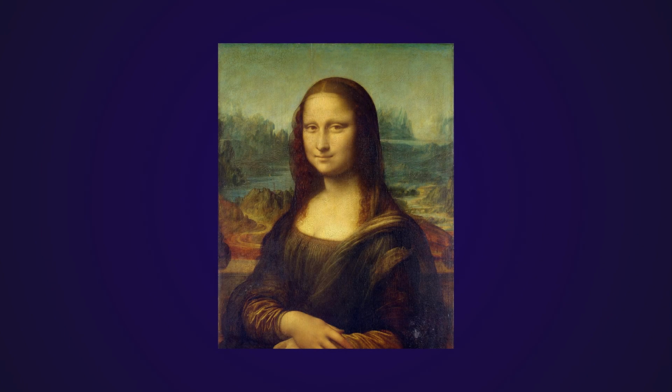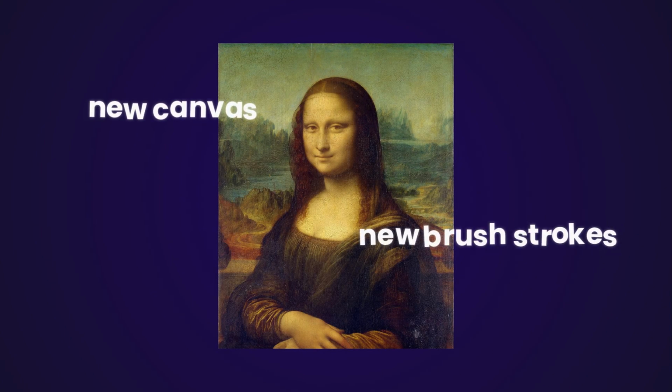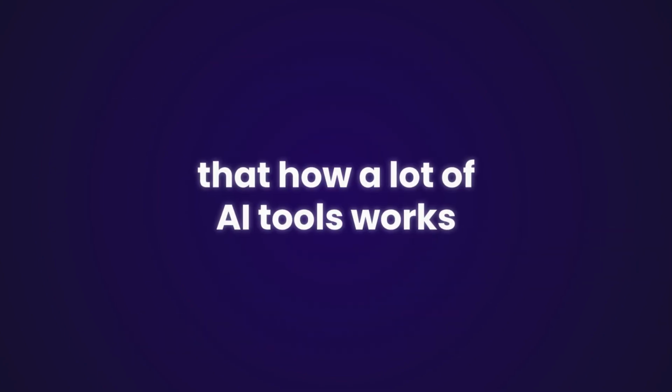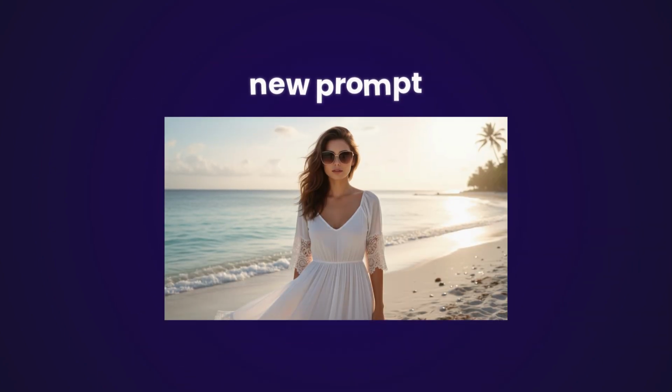Imagine having to commission a whole new painting every time you wanted a small tweak. New canvas, new brush strokes, starting from scratch. That's how a lot of AI image tools used to work. You type a new prompt and it rebuilds the entire image, so you often lose the things you actually liked.